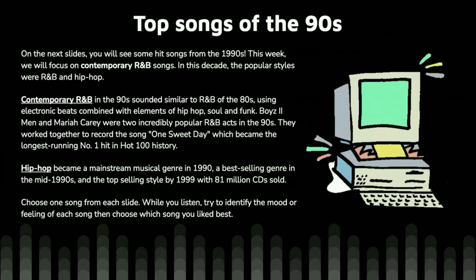And hip-hop, which we learned about in the 70s and 80s, became a mainstream musical genre in 1990, a best-selling genre by the mid-90s, and the top-selling style in 1999 with 81 million CDs sold. So choose one song from each slide, and again, while you listen, try to identify the mood or the feeling of each song and choose which song you like the best.